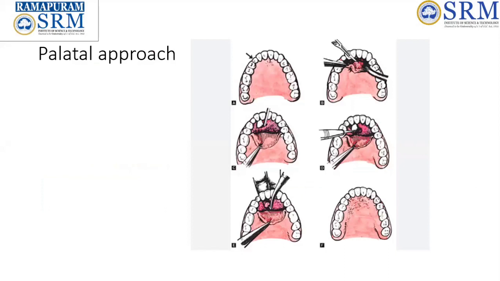The next approach is the palatal approach. In the palatal approach, we do not make a vertical releasing incision; it is always an envelope flap. You can make a clavicular incision from premolar to first premolar. The bone is guttered, and then the tooth is elevated from the socket, and the wound is closed and sutured.